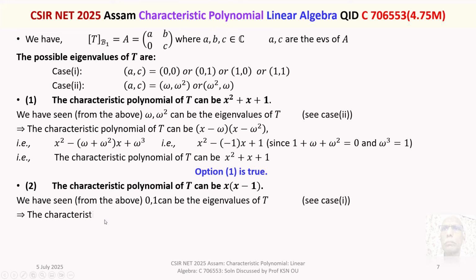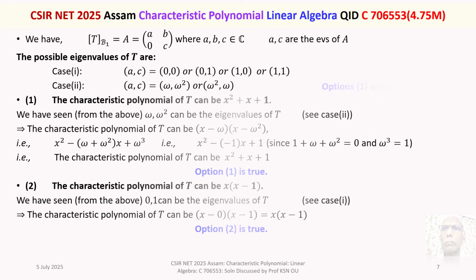So, the characteristic polynomial of T can be x minus 0 into x minus 1, that is x into x minus 1. Yes, option 2 is also true. Right, we move on to the next slide.